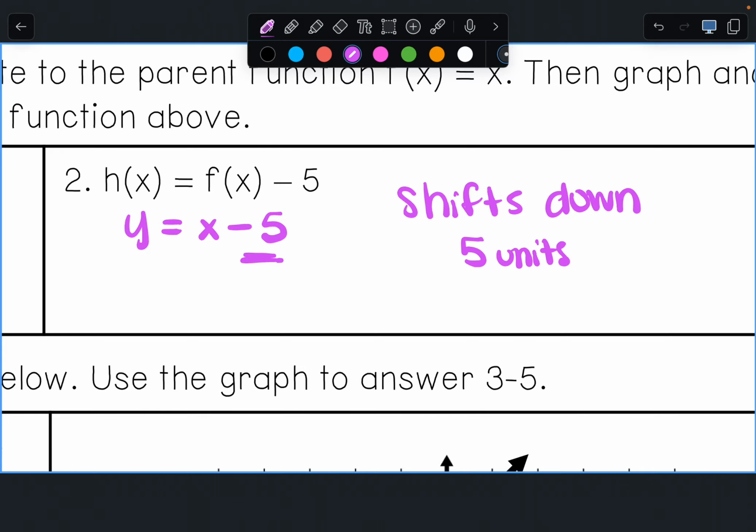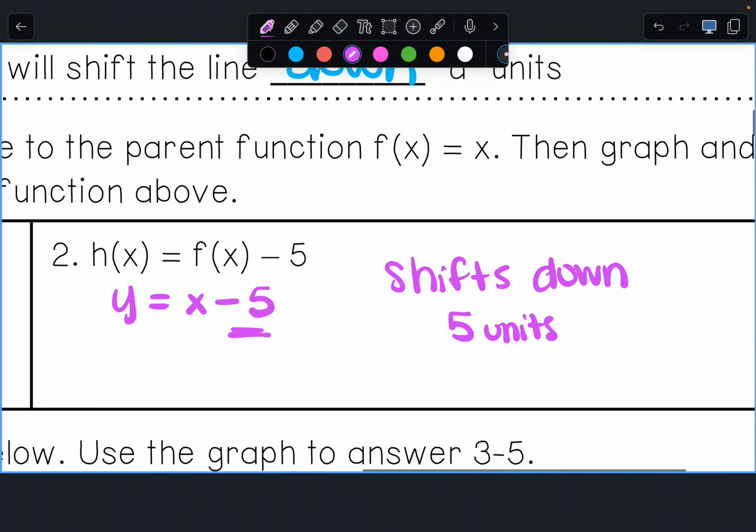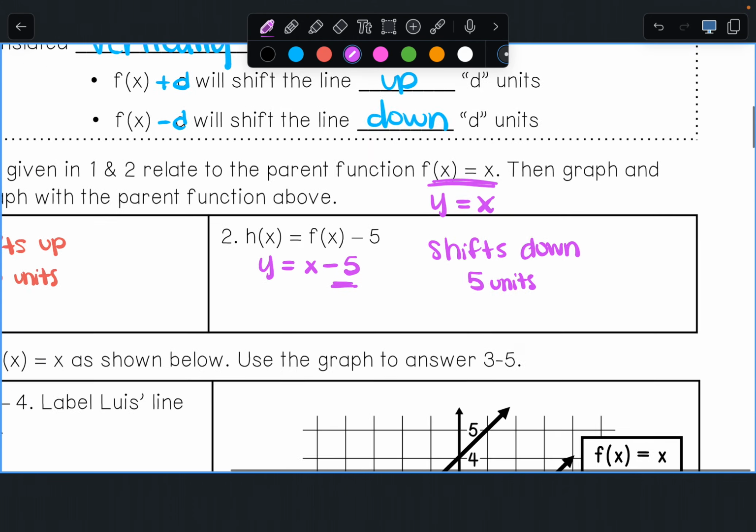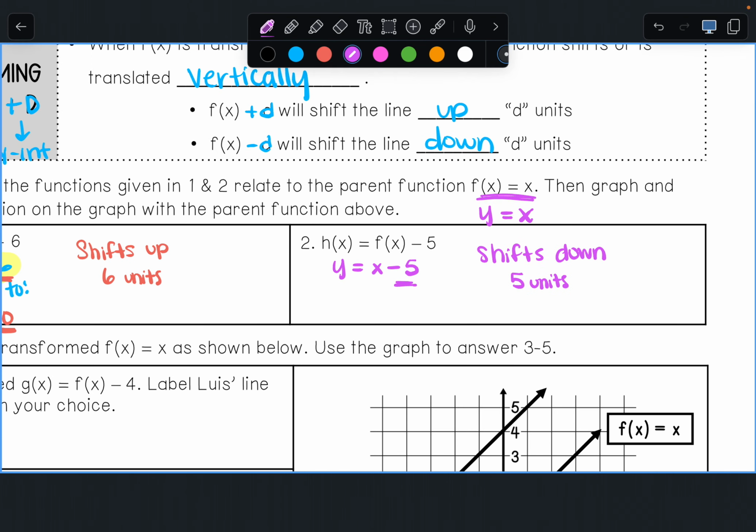Shifts down 5 units. Every transformation will always be compared to f of x equals x or y equals x, okay? You're always going to compare it to that because that is your starting point. Numbers 3 through 5. Usually by this point, a student will ask me, why do we even have g, h, f, k, p, whatever, right?